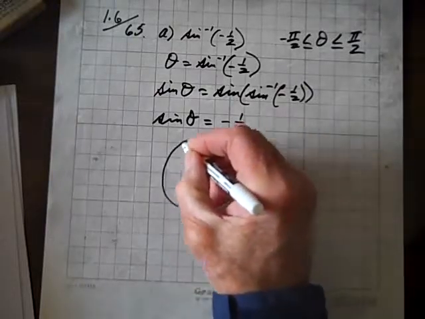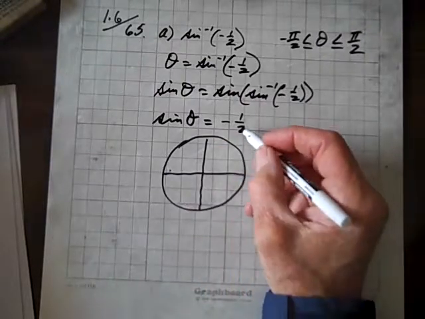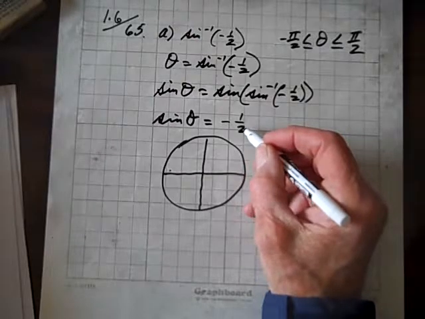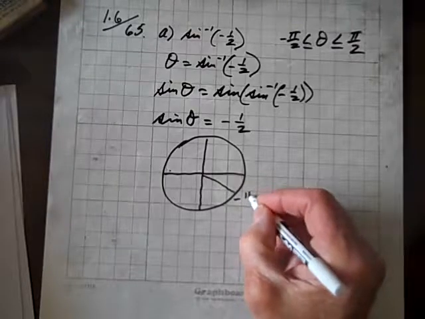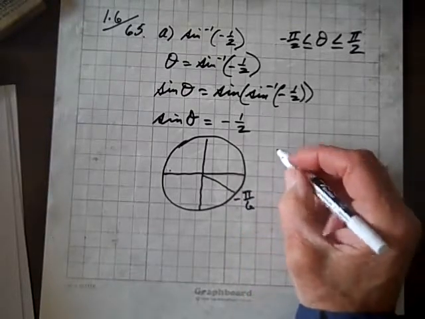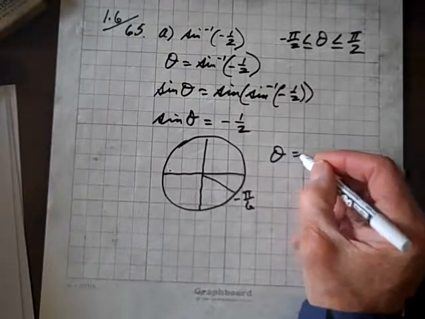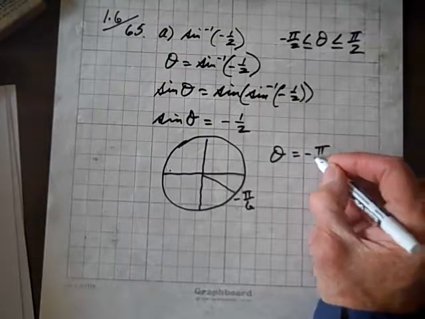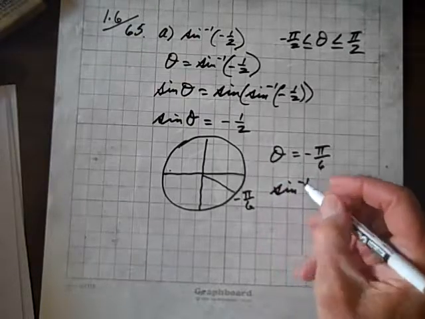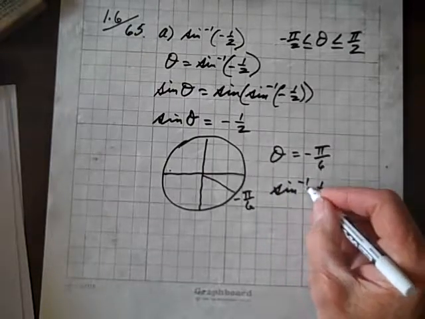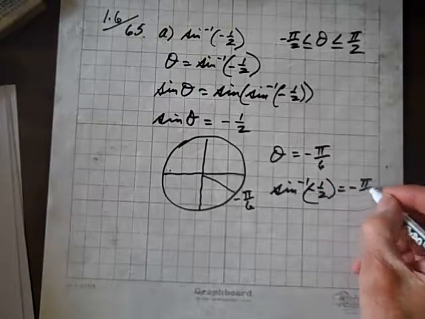1/2 is the reference angle. That's the angle in the first quadrant that would give us a value, in this case, of 1/2, is pi over 6, but it's negative, so we're going to be at negative pi over 6. So then theta equals negative pi over 6. Consequently, the inverse sine of negative 1/2 is negative pi over 6.